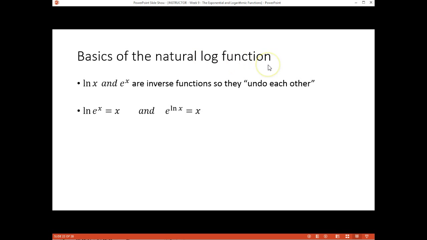Those are the basics of our natural log function. Why is our natural log function important? Well, the natural log of x, which is the natural log function, and e to the x, which is the natural exponential function, are inverse functions. They basically undo each other.